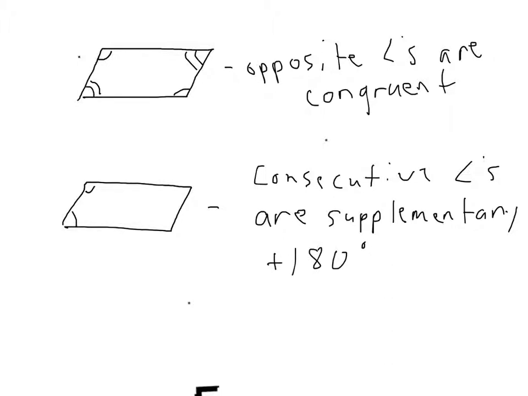Okay, so it doesn't matter if it was these two that we already drew, those would add up to 180. These guys would add up to 180. It doesn't matter which one, okay? Any consecutive set of angles in a parallelogram are going to add up to 180 degrees.